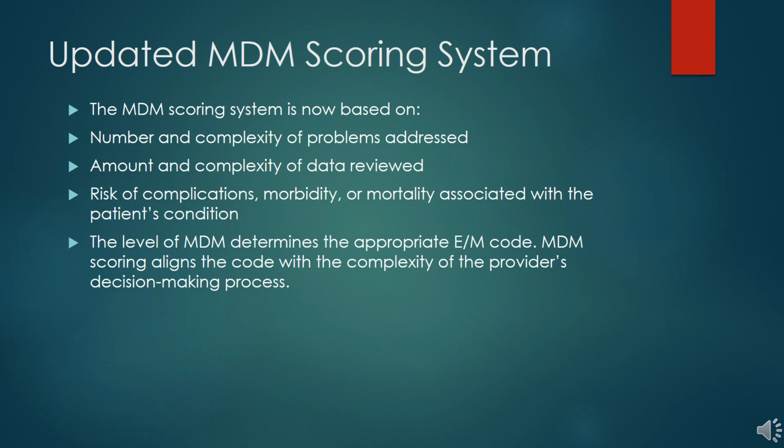Updated MDM scoring system. The MDM scoring system is now based on the number and complexity of problems addressed, the amount and complexity of data reviewed, and the risk of complications, morbidity, or mortality associated with the patient's condition. The level of MDM determines the appropriate EM code. MDM scoring aligns the code with the complexity of the provider's decision making process.